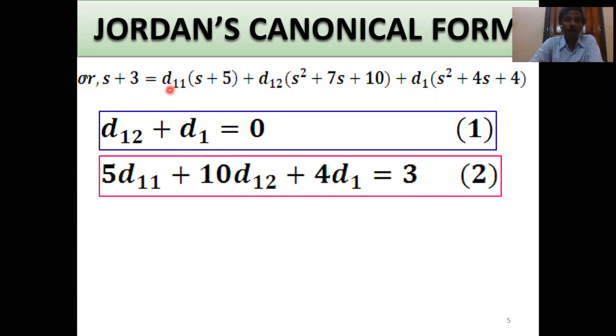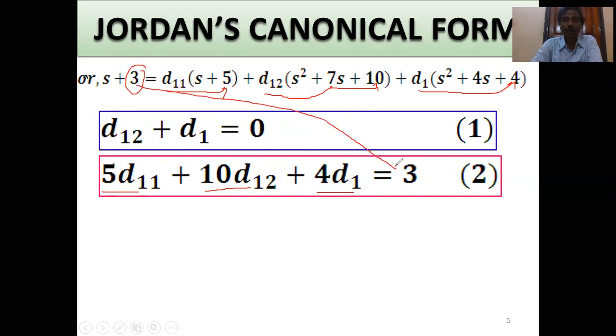Constant value. Next, comparing both sides, what is the constant value? On the left hand side, it is d11 into 5, d12 into 10, and 4 into d1, and the right hand side constant value is 3. So this is the second equation: 5 d11 plus 10 d12 plus 4 d1 equals 3.